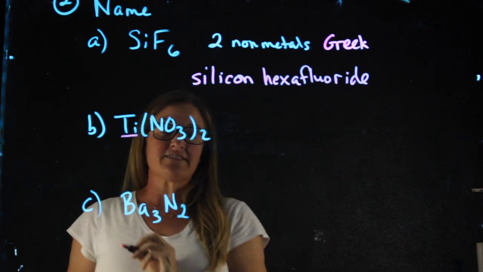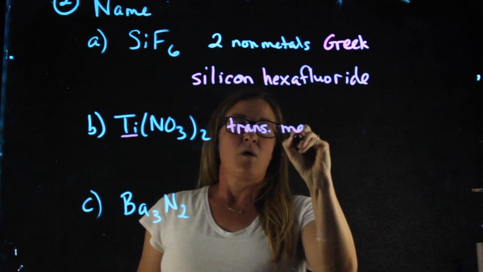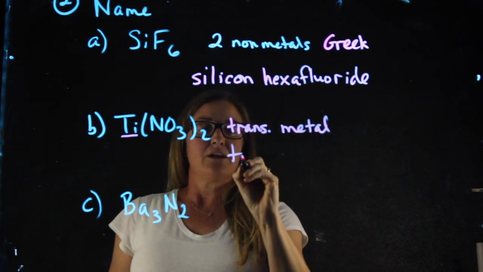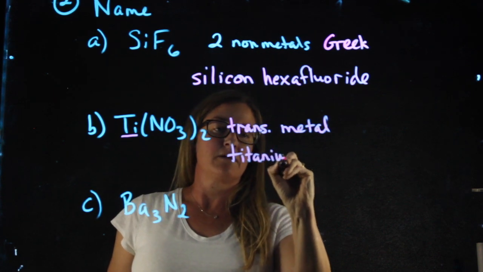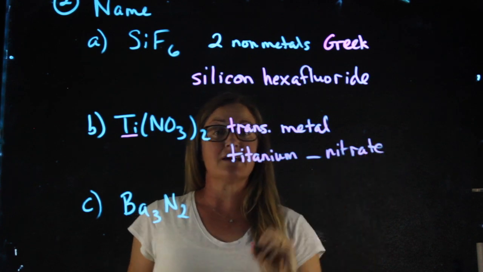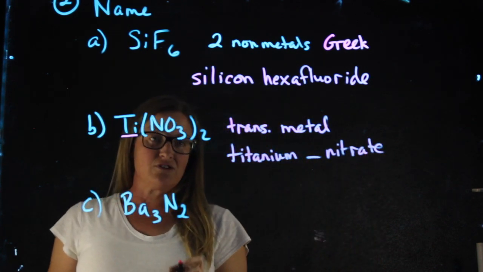Next, we have something involving titanium. Titanium is a transition metal. Whenever I have a transition metal, I need to use Roman numerals. I know this is going to be titanium something nitrate. I need to figure out what the charge of titanium is so that I know what to put there. I'm going to do that based on knowing nitrate.